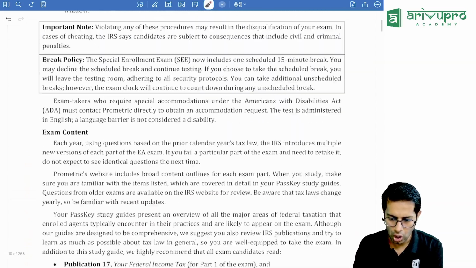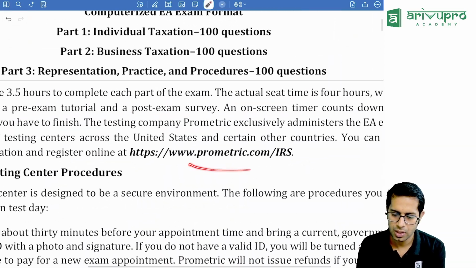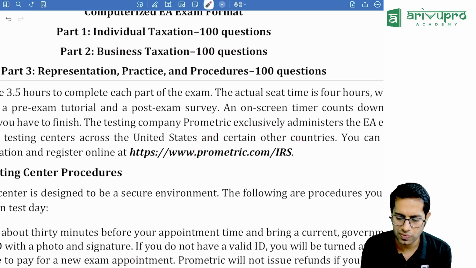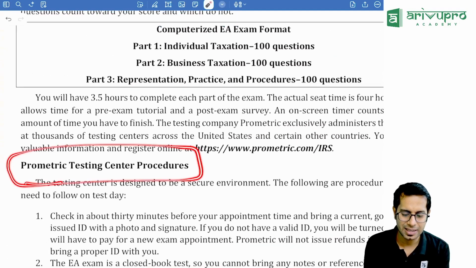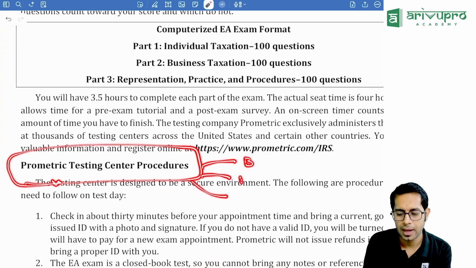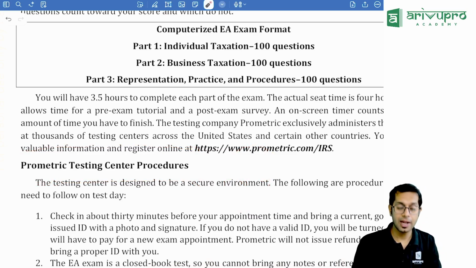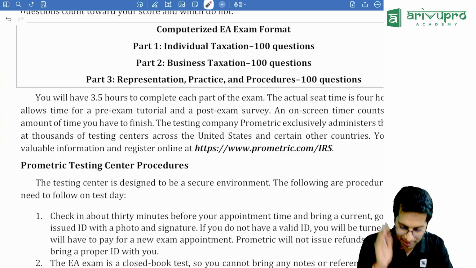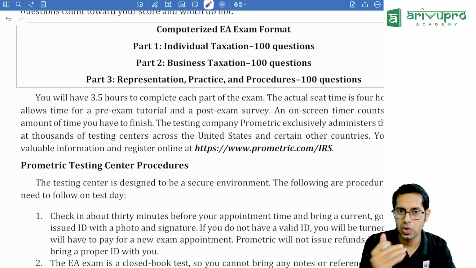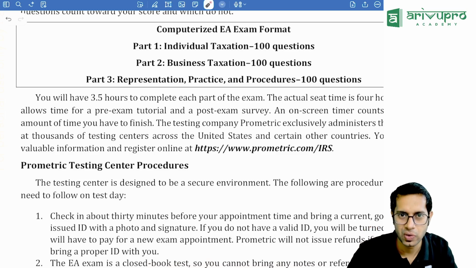You just have to go to this Prometric website and see which testing center is available near you, and go write the examination over there. Presently in India, these centers are at Bangalore, Hyderabad and Delhi. These are the 3 places where these centers are there. If you want to write your examination, you have to go to any of these places. And the best thing about this examination is, once you submit your paper, the result is immediately displayed to you.